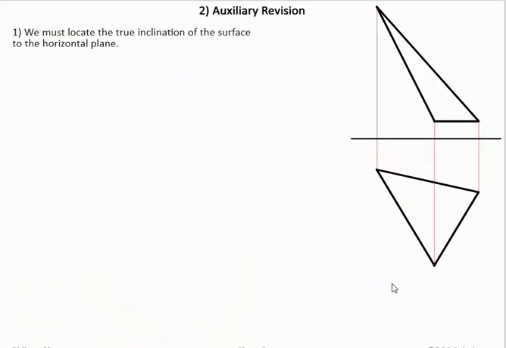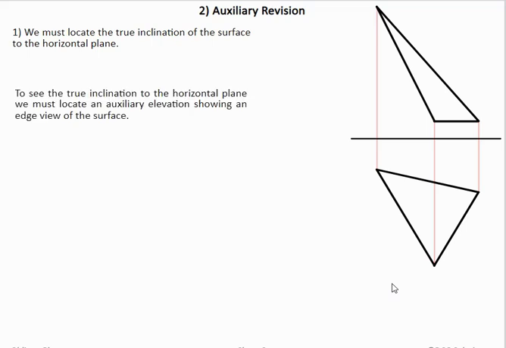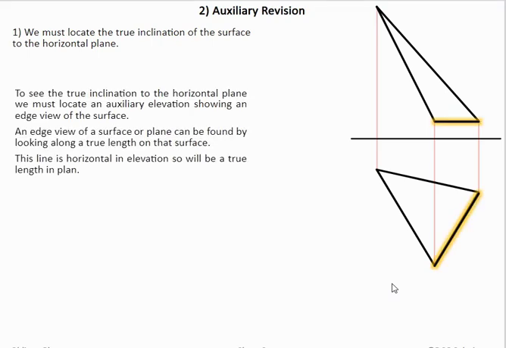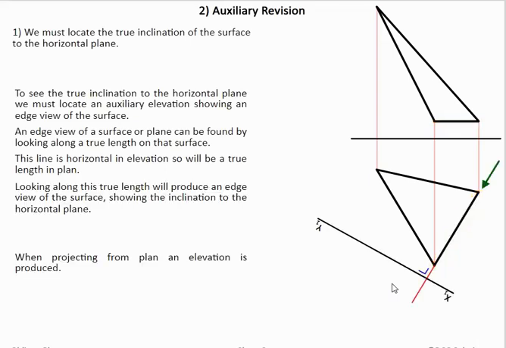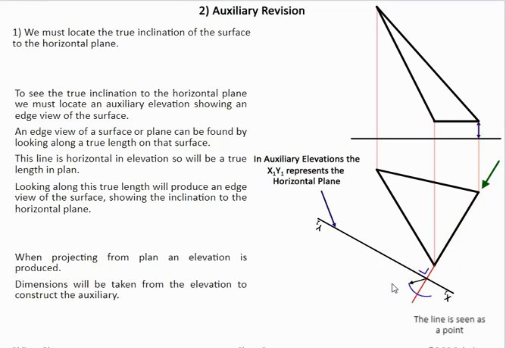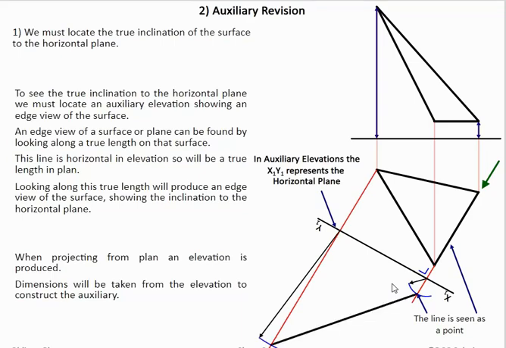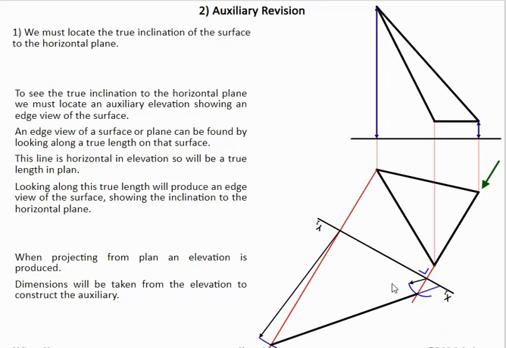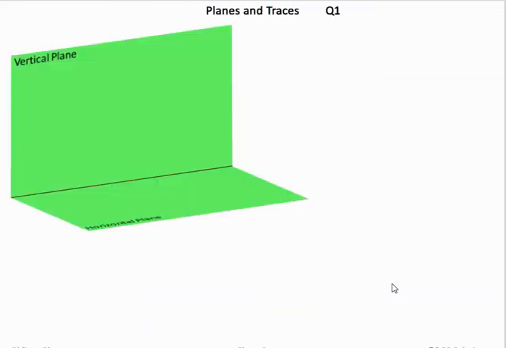Now in this question, we have a lamina. We want to find the true angle that this makes with the horizontal plane. So again, we have to see an edge view. We'll notice that this edge here is horizontal. So we set up our x1 y1 line and look along this edge. Once we look along it, we get a point view of it. Then we take another corner on the lamina and establish a height for it. Now we've got the true inclination which this makes with the horizontal plane.